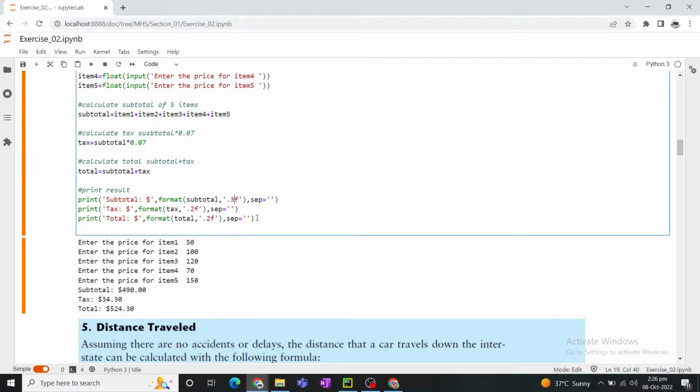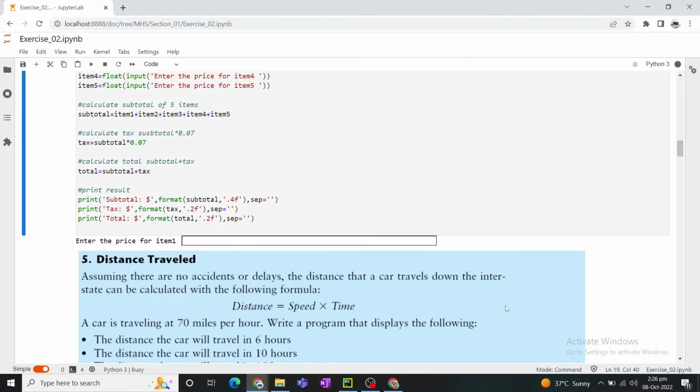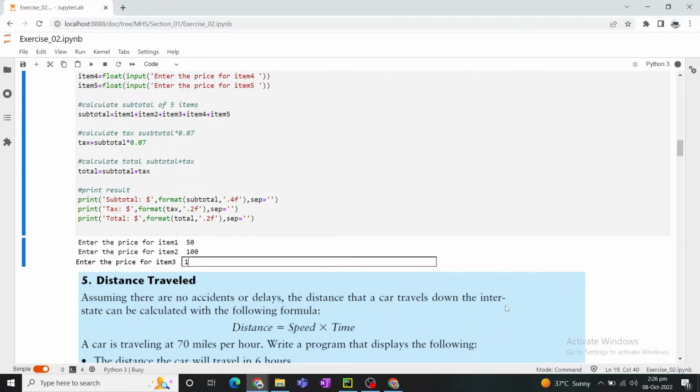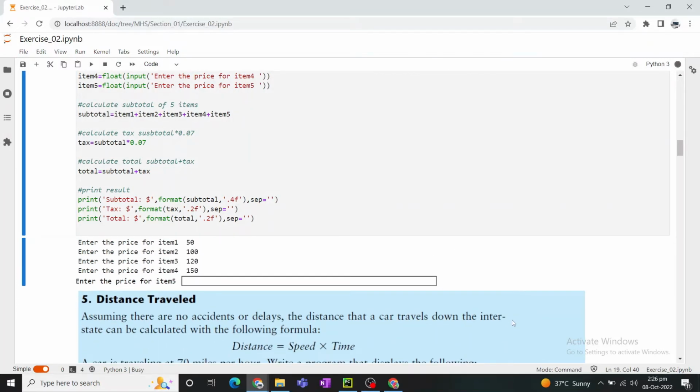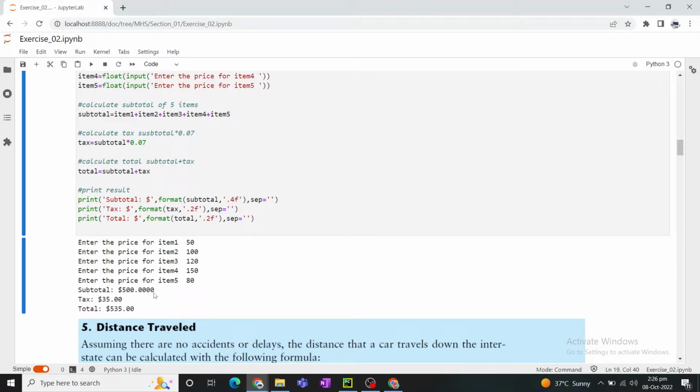If we enter 3 or 4 over here, you can see the subtotal amount will be displayed with 4 decimal places if I run it once again. The amount you can see over here is displayed in 4 decimal places. So this is the format rule. You can display the number over here, right?